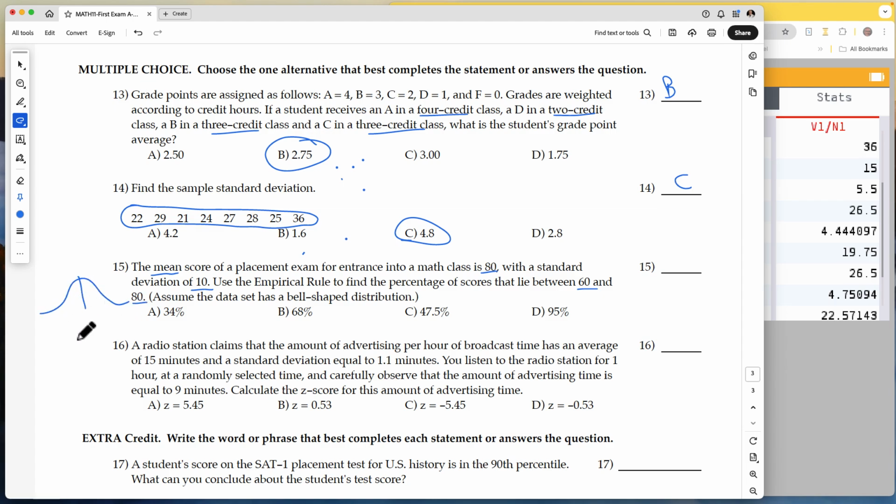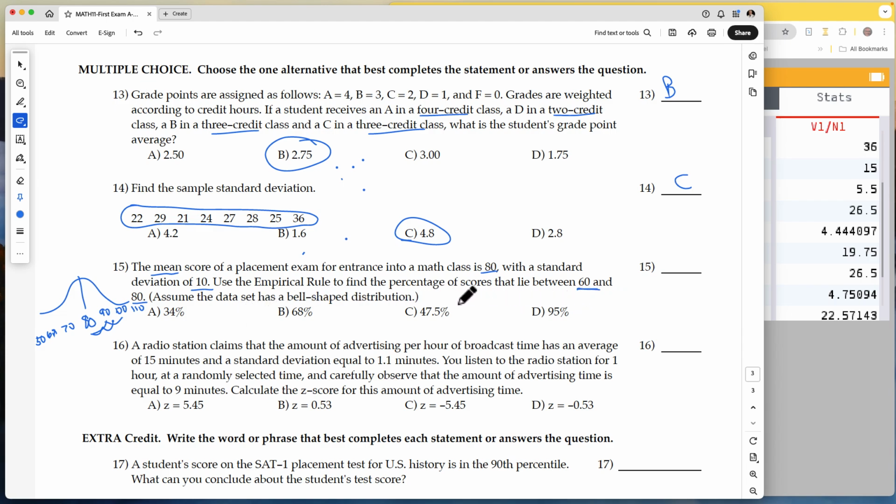Our mean is always in the middle, so there's 80. Standard deviation is 10. That means we can go up 10 for each standard deviation. So 80 plus 10 is 90. Go twice, they're at 100. And then 10 more, so 110 would be 3 standard deviations out. You could also subtract off, so 80 minus 10 is going to be 70. 70 minus 10 is going to give you 60. And 60 minus 10 will give you 50. So we've got the 3 standard deviations above and below.